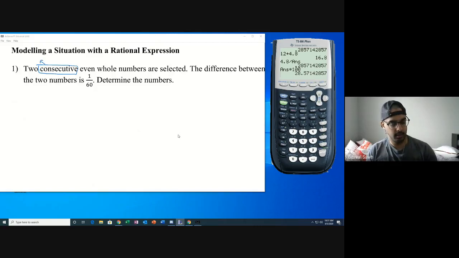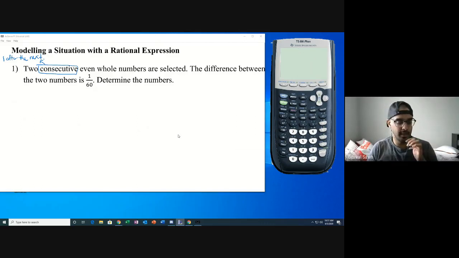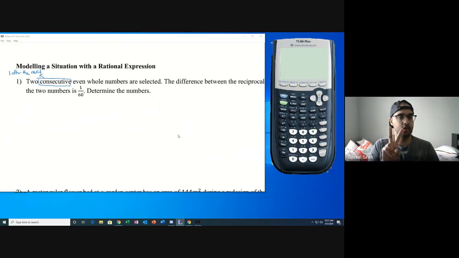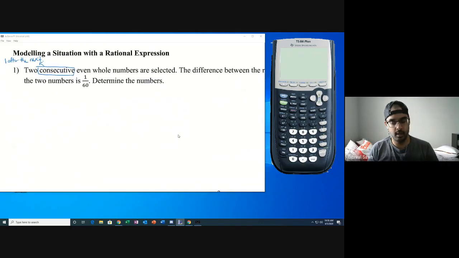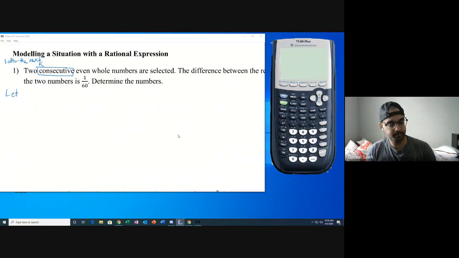So this is going to be one after the next. Okay, so they follow a pattern. They go in order. So 1, 2, 3, 4, 5 would all be consecutive numbers. Now I also need them to be even. So 2, 4, 6, 8, those would all be even numbers, and they are all 2 apart from each other. So let's let the first number be equal to x. And just think about this for a second.